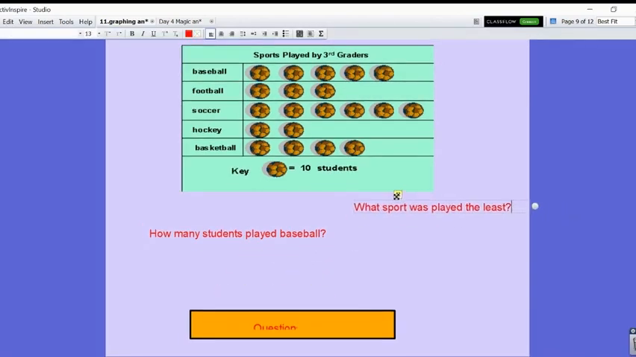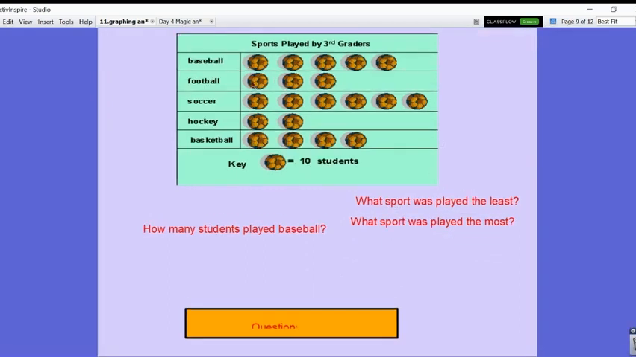Another good question we could ask ourselves is, what sport was played the least? Looking at the graph, I could tell that hockey was played the least because it's got the least amount of balls. Another question that we could ask is, what sport was played the most? Looking at baseball, football, soccer, hockey, and basketball, it looks like soccer was played the most out of all the students. Let's ask another question.